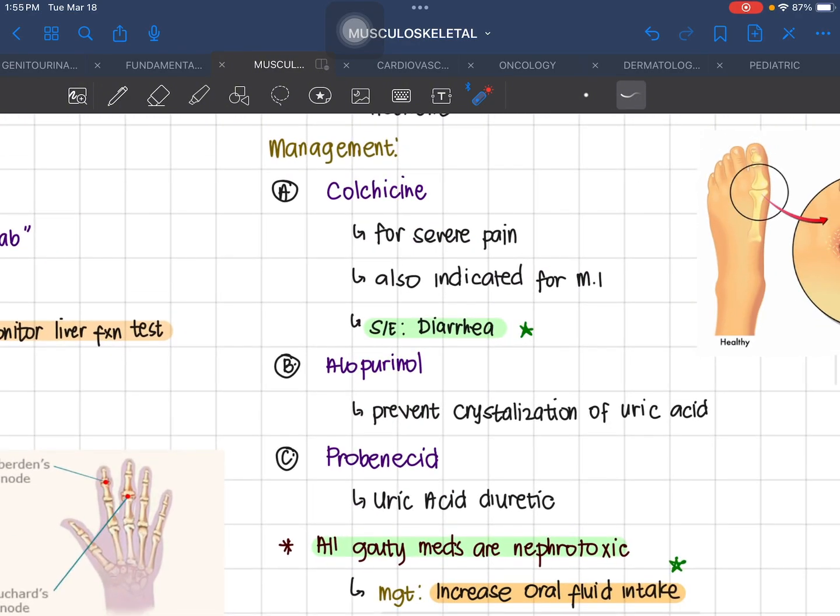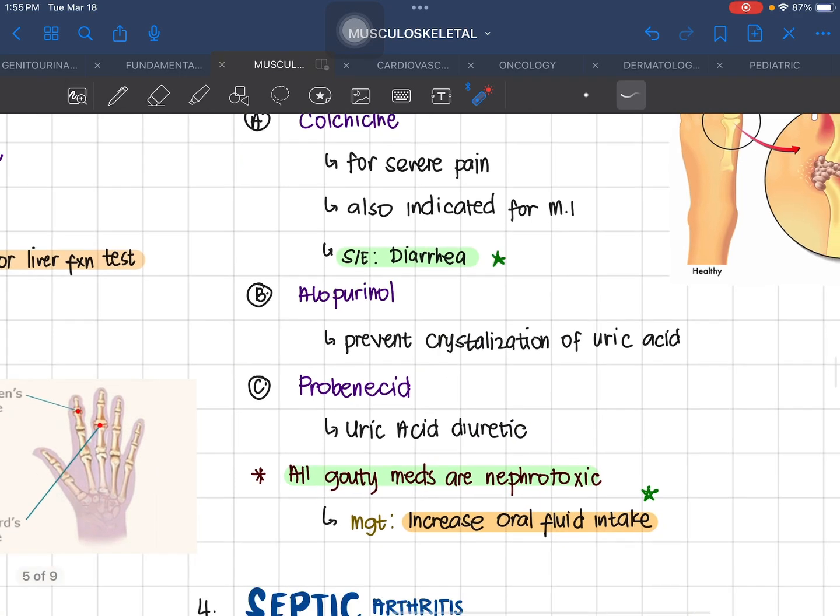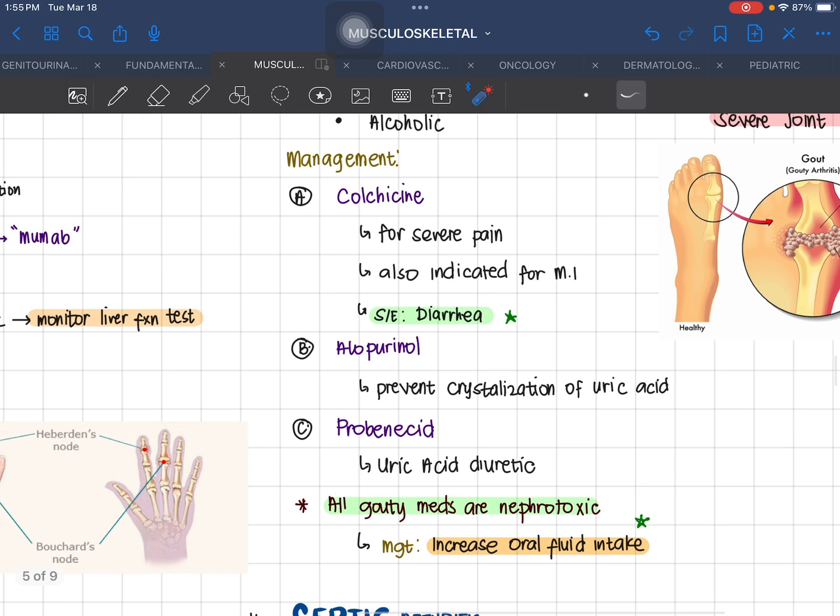So, management, meron tayong tatlong meds na common na ginagamit sa gouty arthritis. First is yung colchicine. Colchicine is for severe pain. Also indicated siya for MI. Tandaan natin na indicated din siya for MI.